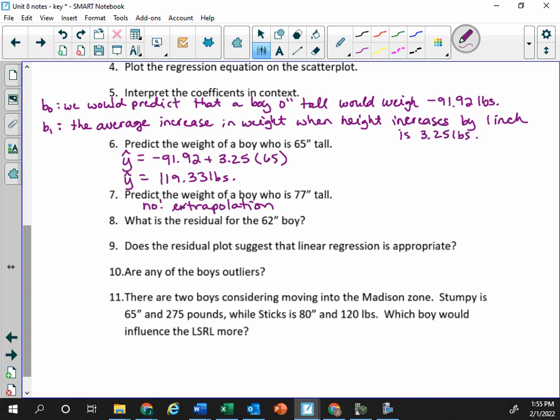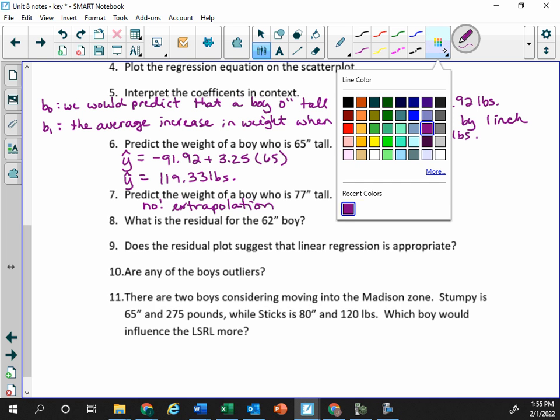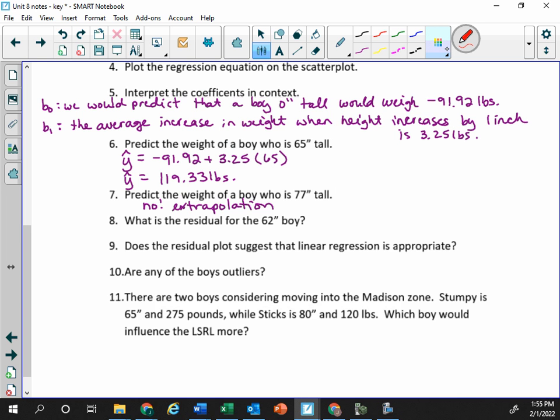All right, number 8, the residual for the 62-inch boy. Okay, we talked about residuals a little bit last time. Let me remind you of what a residual is. So residual is actual minus predicted.